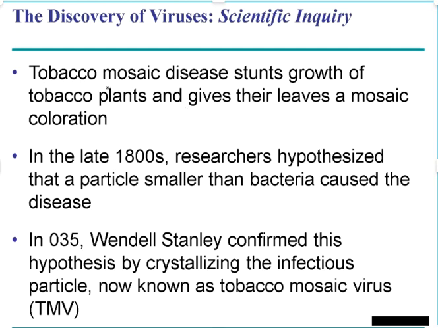So, discovery of viruses. First, tobacco mosaic disease, which shows stunted growth in the tobacco plants. It gives a mosaic coloration to the tobacco plant. And in the late 1800s, it was found that these are particles which are smaller than the bacteria, and they cause the disease. They are smaller than the bacteria.